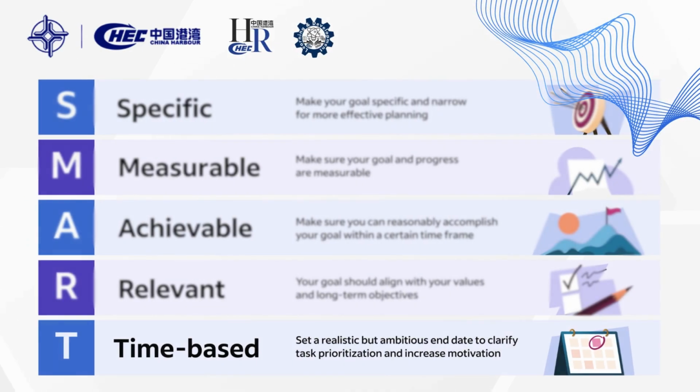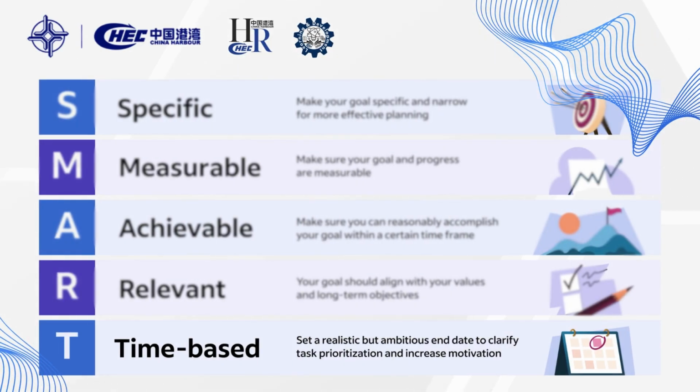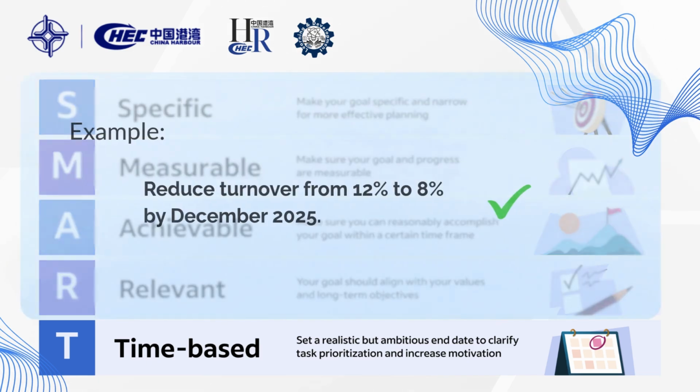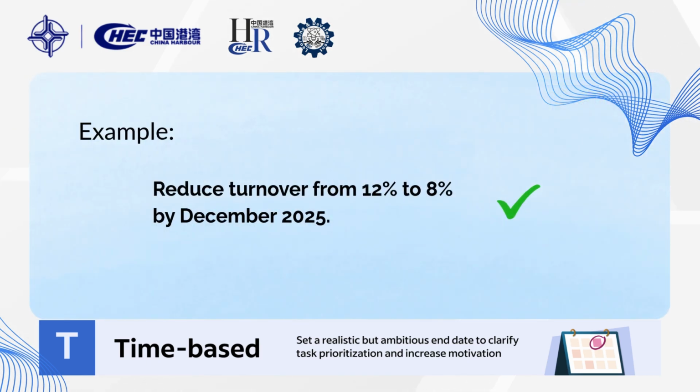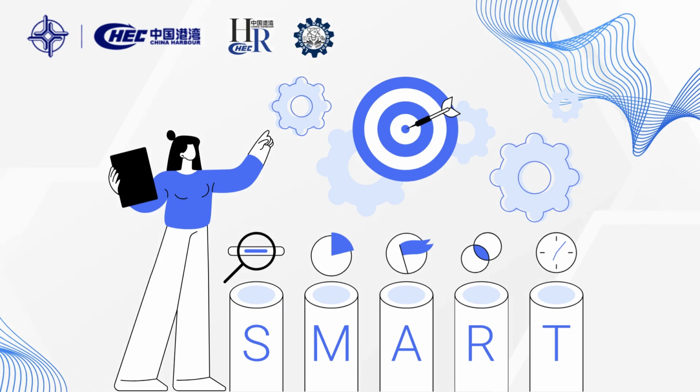And finally, time-based. Every KPI needs a deadline. Setting a realistic but ambitious end date helps prioritize tasks and motivates action. For example, reduce turnover from 12% to 8% by December 2025. By applying the SMART framework, your KPIs become clear, actionable, and results-driven, turning goals into measurable success.